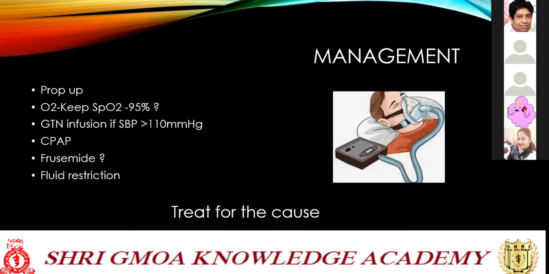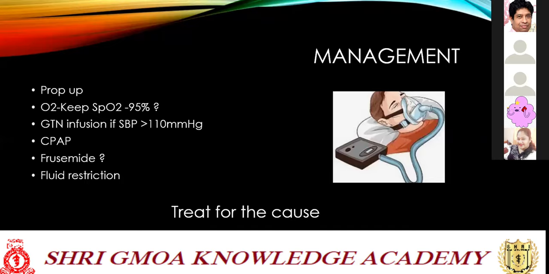Then the second one is you have to restrict the fluids, somewhere around 1,000 to 1.5 liters per day. It is very important to restrict fluids because the problem is preload. That's why we start venodilators and reduce the preload. The other problem is the muscle itself. So in that case, we can start inotropes as well.